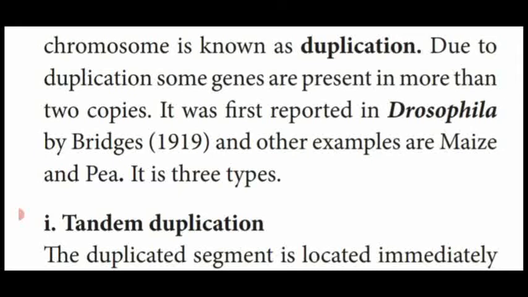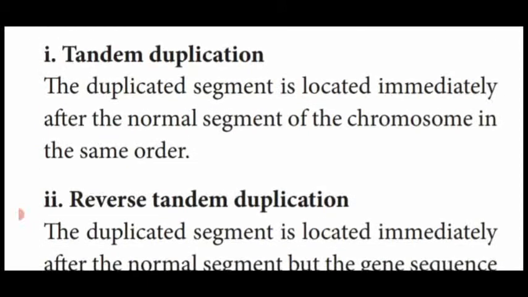This duplication is divided into 3 types. We already saw them in the previous diagram. Tandem duplication means the duplicated segments are located immediately after the normal segment of a gene of the chromosome in the same order, that is known as tandem duplication. That means they are duplicated and located in the same order after the normal gene segment of the chromosome.